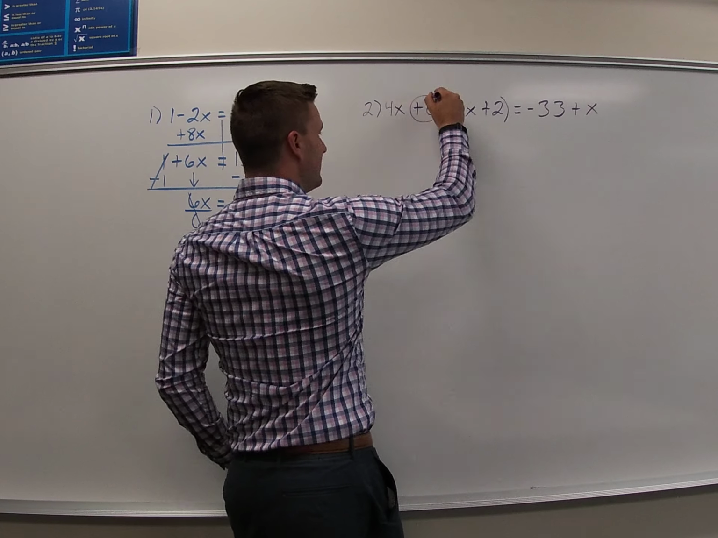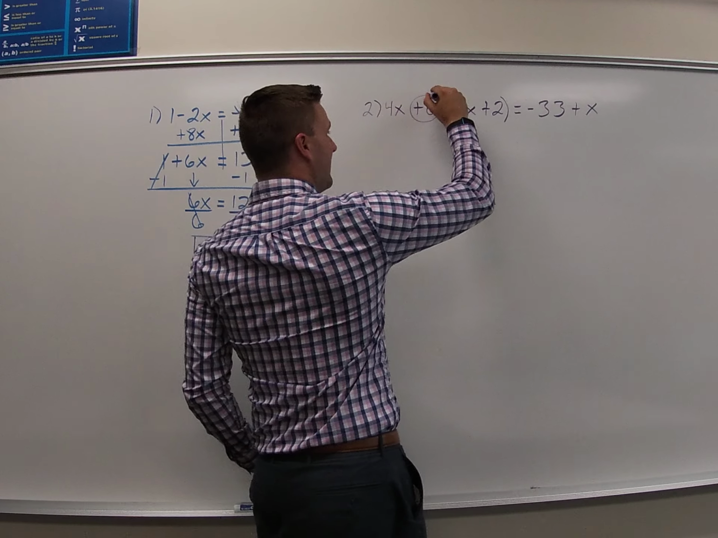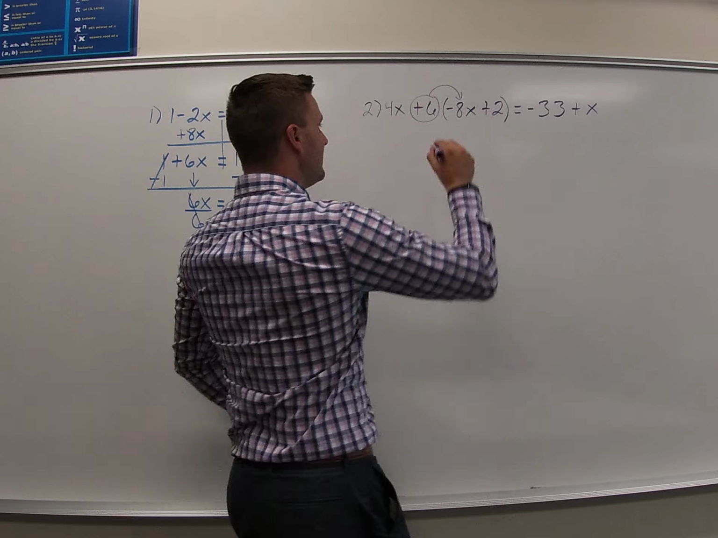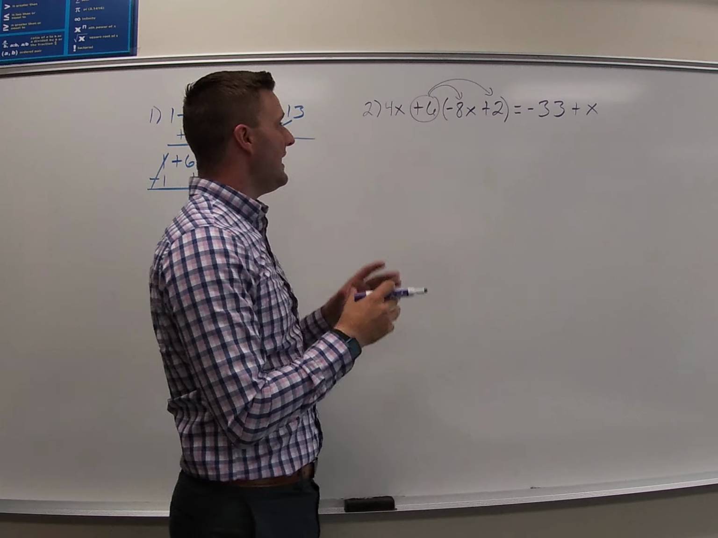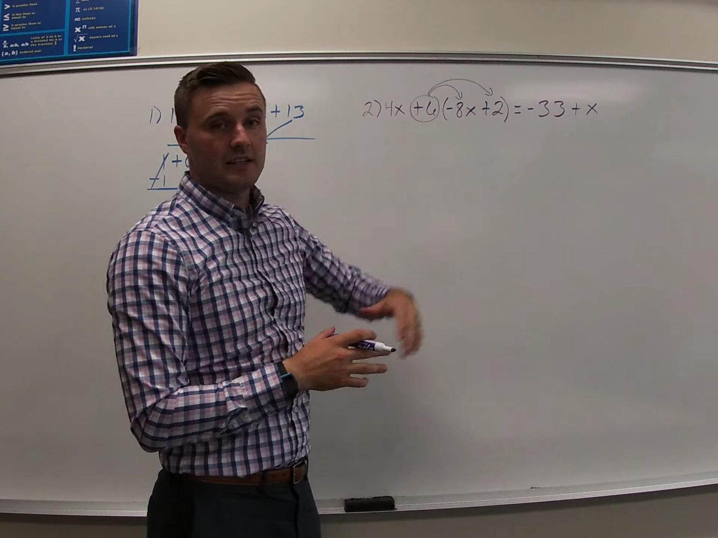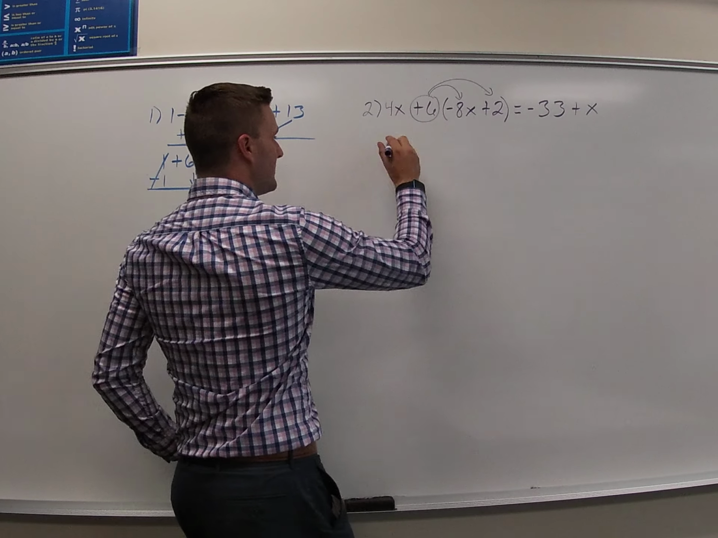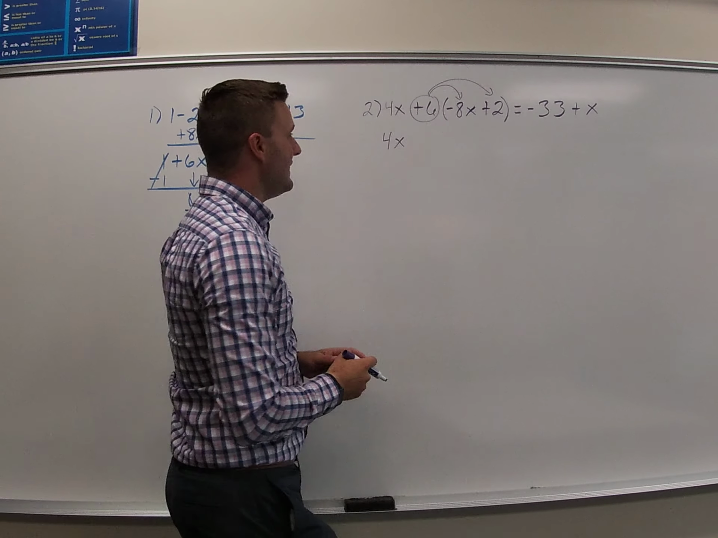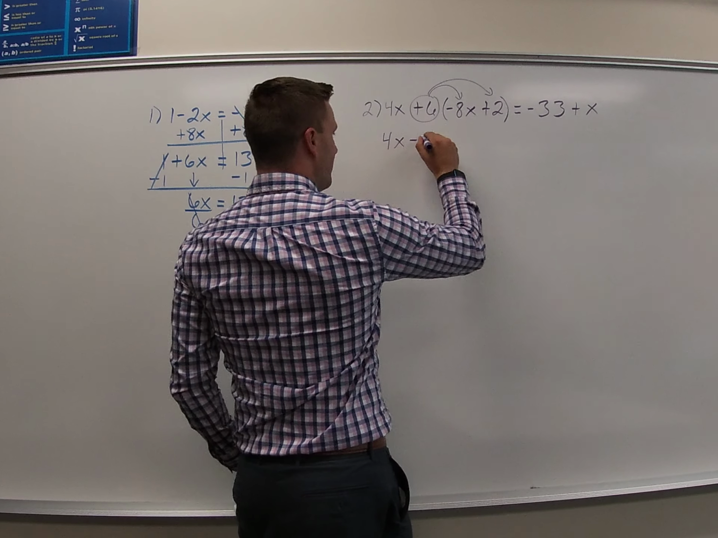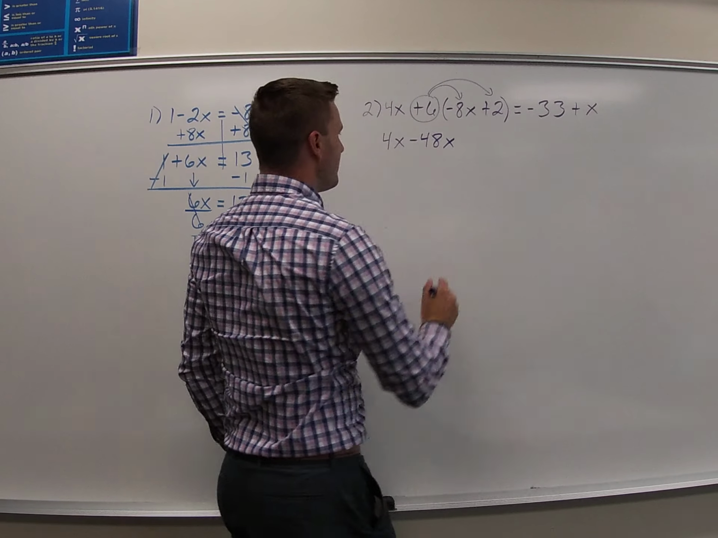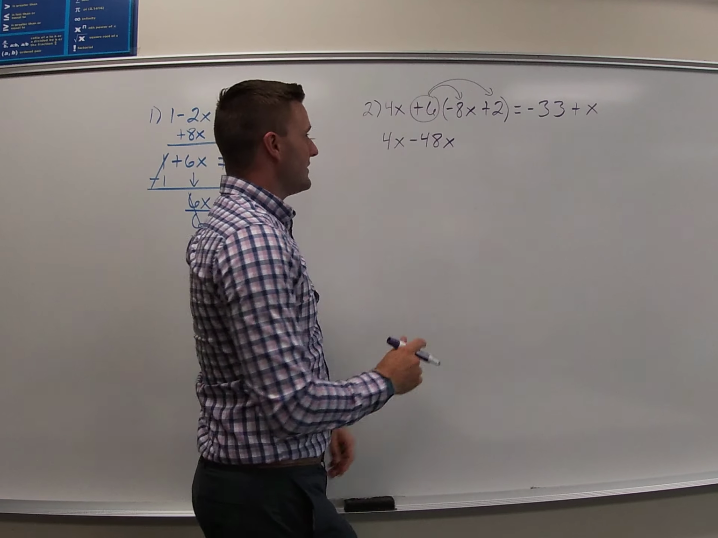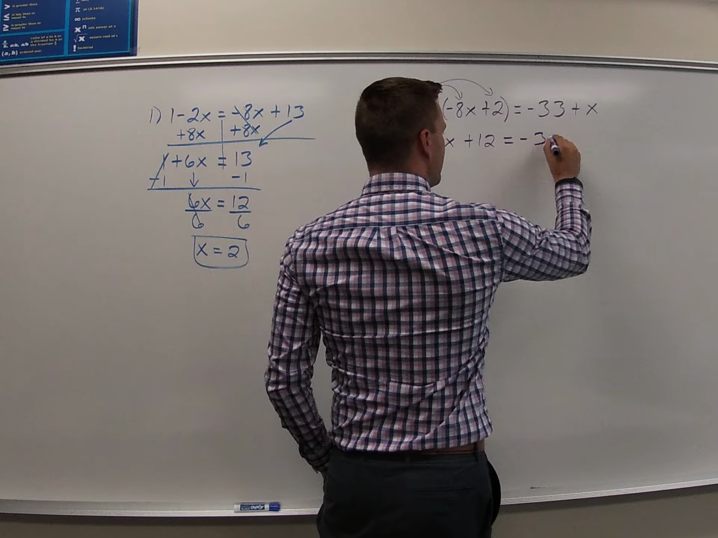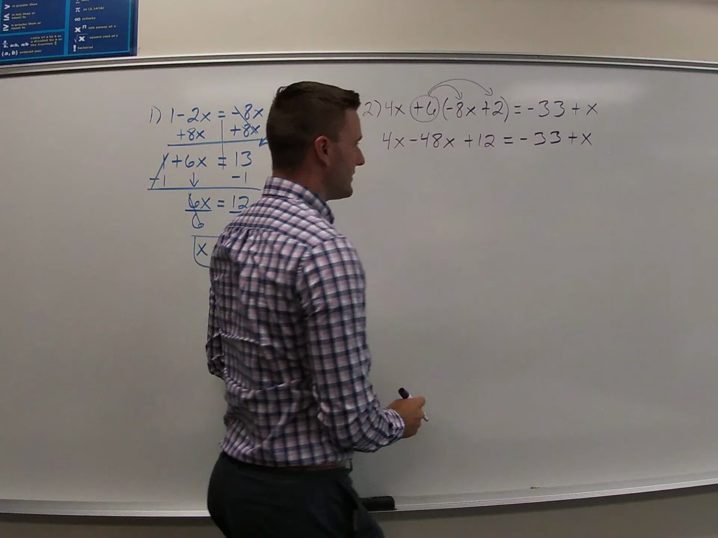Now, we have a positive 6. So when I distribute that, I'm going to take this positive 6 and multiply it to the -8x and to the positive 2. So I'm going to multiply that term, positive 6, to every term on the inside of the parentheses. So we're not going to do anything with this 4x, so we're going to just bring this down. After I distribute, 6 times a -8x is going to be a -48x. A positive 6 times a positive 2 is going to be a positive 12. And then equals, we have a -33 plus x.